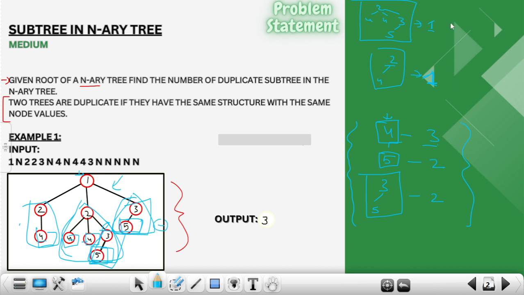And you can see one thing: if I count the frequency, you will find that there are 3 subtrees which have frequency more than 1. So I can say that the number of duplicate subtrees is 3 here. Now I hope you have understood the problem well. So let's talk about the solution.